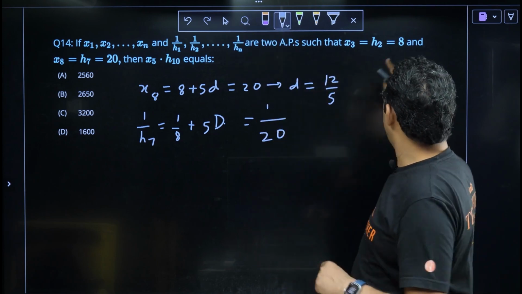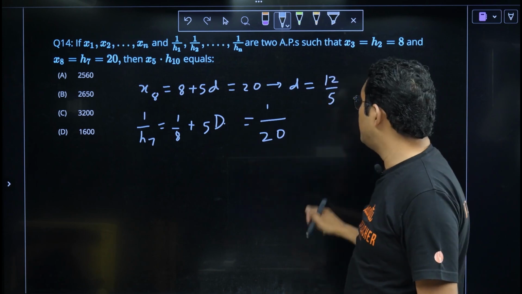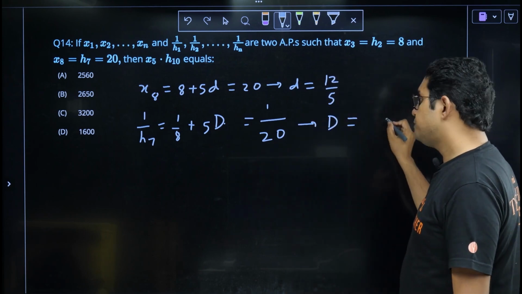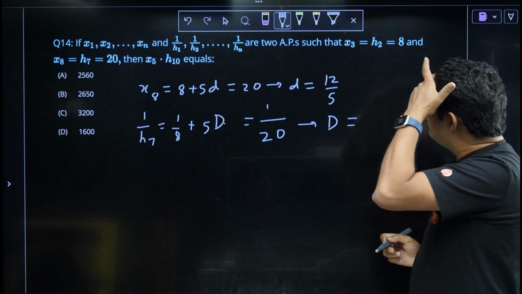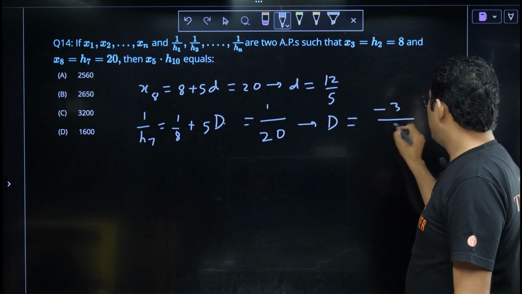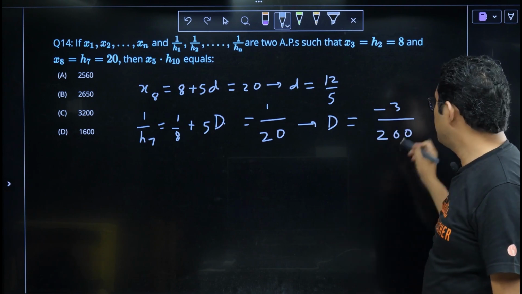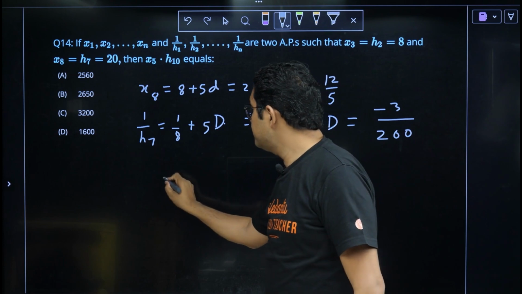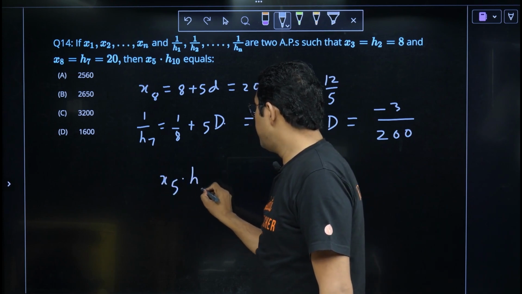Okay, so 1 upon 8 plus 5D is equal to 1 upon 20, and that will give you the value of D here. If I take that side, 1 upon 20 minus 1 upon 8, we can take 40 as LCM. So minus 3 upon 200, I think, after dividing by 5. So we have got D. Now we have to find X5 into H10.